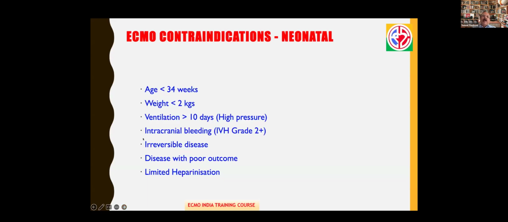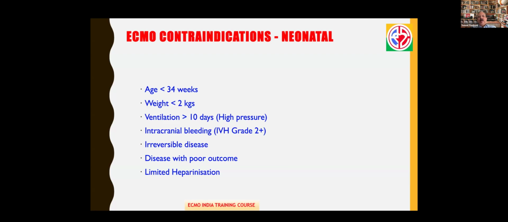Neonatal contraindications are age less than 32 weeks or 34 weeks, because the smaller the baby is with respect to gestational age, the possibility of intraventricular hemorrhage is high. That is the reason we don't put babies less than 32 weeks on ECMO. Weight of less than 2 kilos is a relative contraindication as well. We put babies up to 1.8, 1.7 kilos on ECMO, but they are mature, small for gestational age babies, and not premature babies.